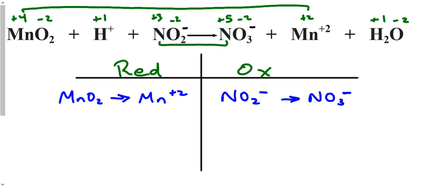All right, let's see how far you managed to get. I had 1 manganese before and 1 manganese after, so my redox species was balanced.